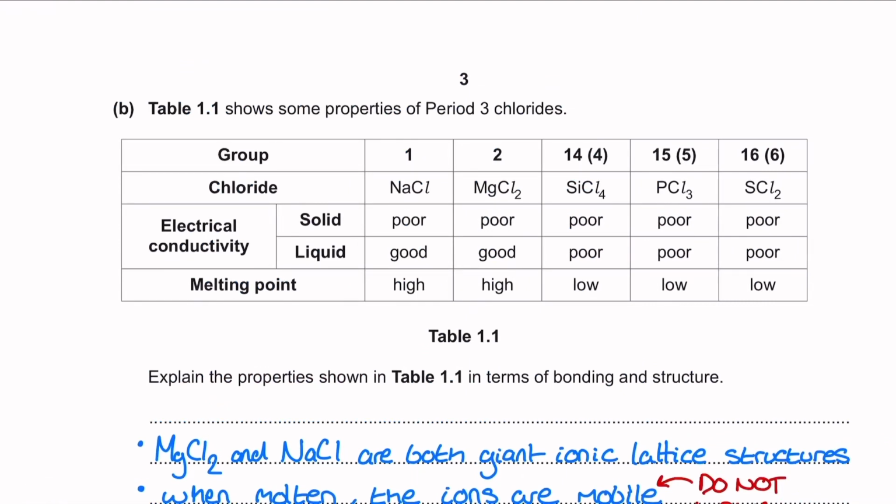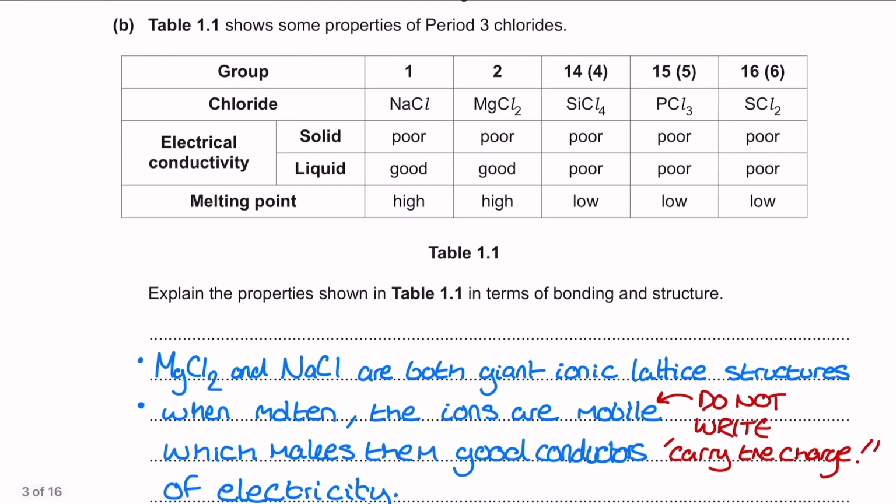Next up, we've got this question, which they did get critiqued a little bit for online, and I'll explain why for this. But we've got some properties of period 3 chlorides. And so we've got here sodium chloride, magnesium chloride, silicon chloride, phosphorus chloride, and sulfur chloride. All different types of formula in here, but really what we're looking at is a divide here down the middle.